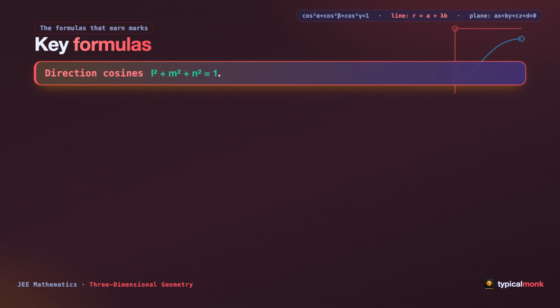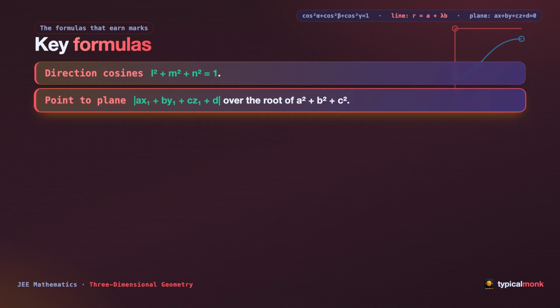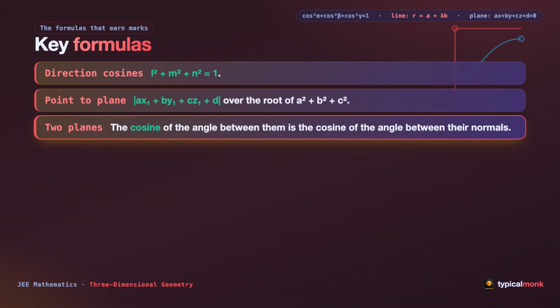L squared plus M squared plus N squared equals 1. Point to plane: the modulus of Ax1 plus By1 plus Cz1 plus D over the square root of A squared plus B squared plus C squared. Two planes: the cosine of the angle between them is the cosine of the angle between their normals.